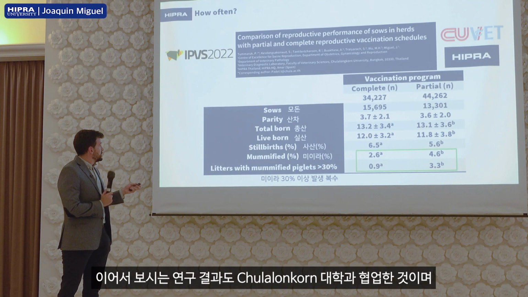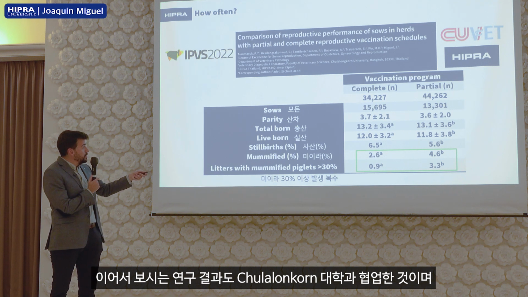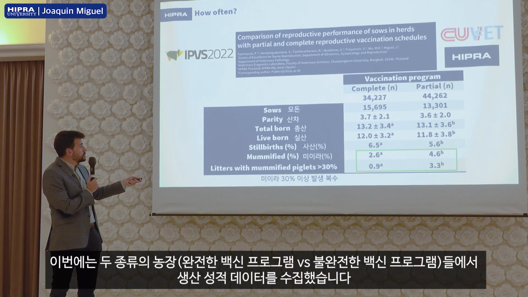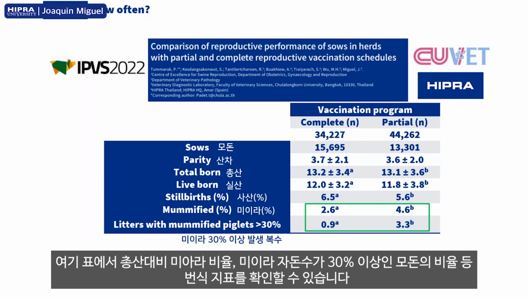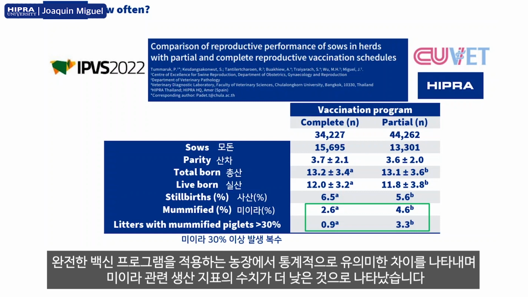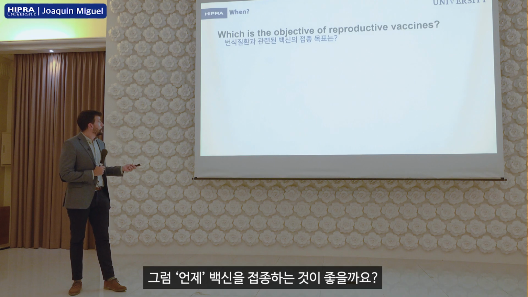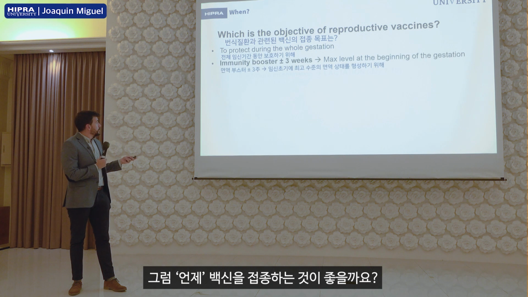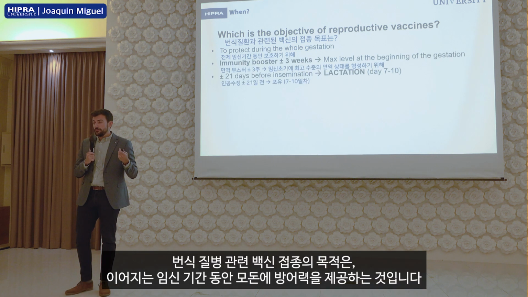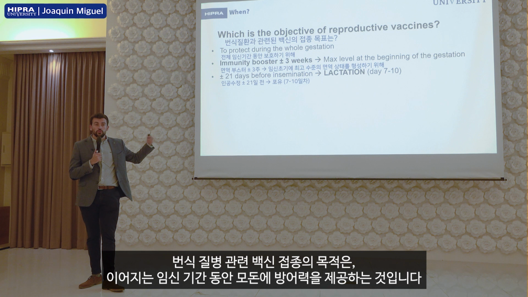Okay, this is also a collaboration we did with the same university, and we also collected data from farms with a complete vaccination program and with a partial vaccination program. And here, looking at the reproductive indexes in terms of percentage of mummified piglets and the litters with more than 30% of mummified piglets, we can see, with significant statistical differences, a lower percentage for those farms with a complete vaccination program.